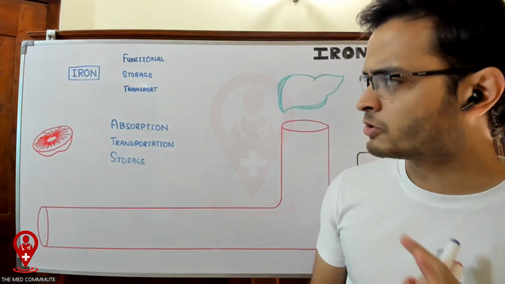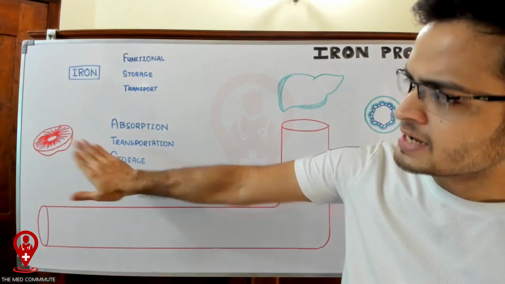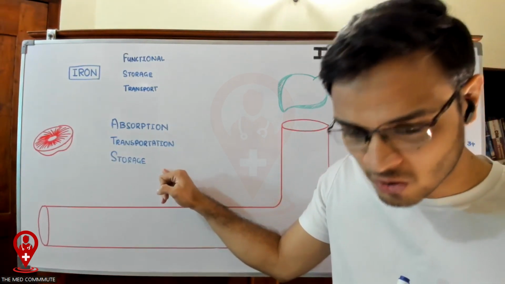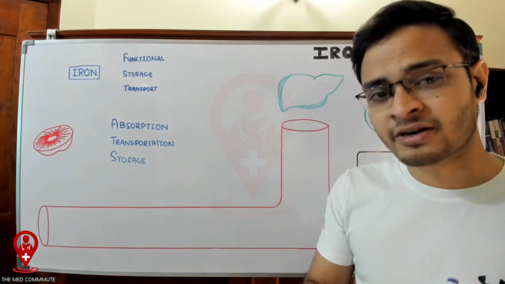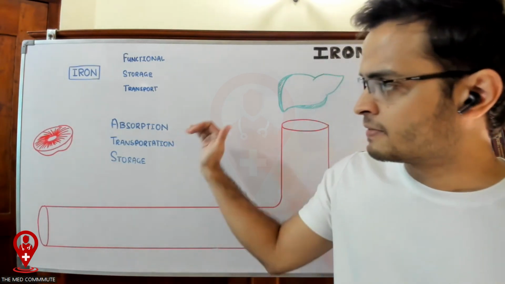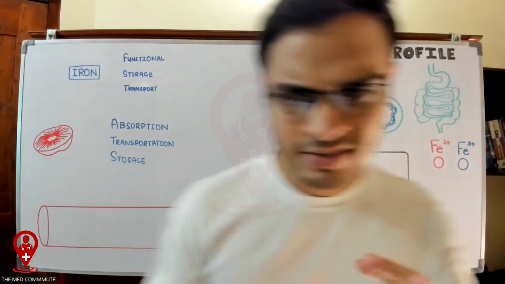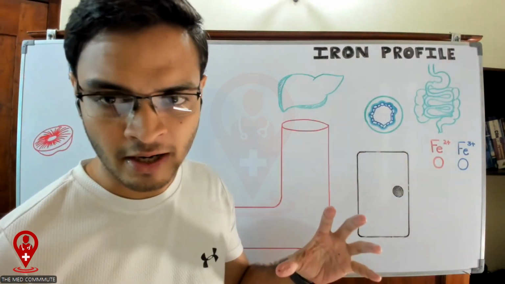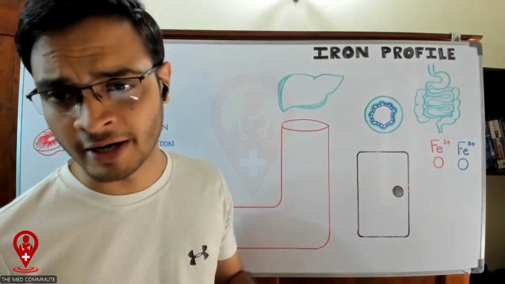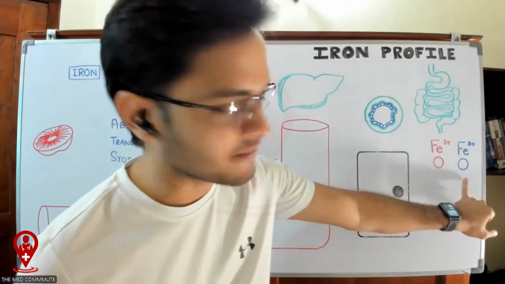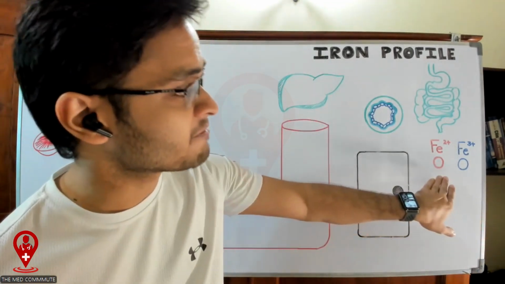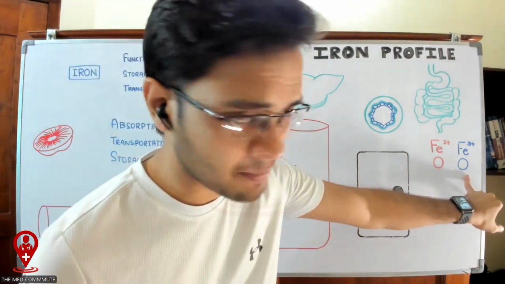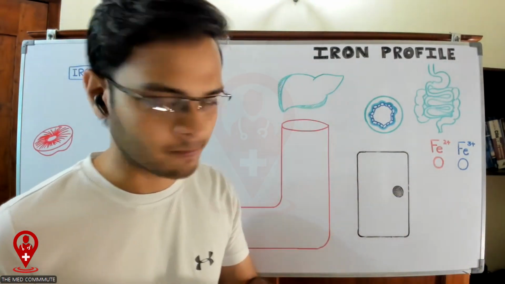The next point I want you all to know before we move further is that when we consider iron absorption, transportation, and storage, there are different forms of iron undergoing these processes. For example, if we are taking iron into our body, basically via our meals, there are two primary forms of iron, the Fe2+ and the Fe3+. Fe2+ we call the ferrous iron, and Fe3+ is the ferric form.